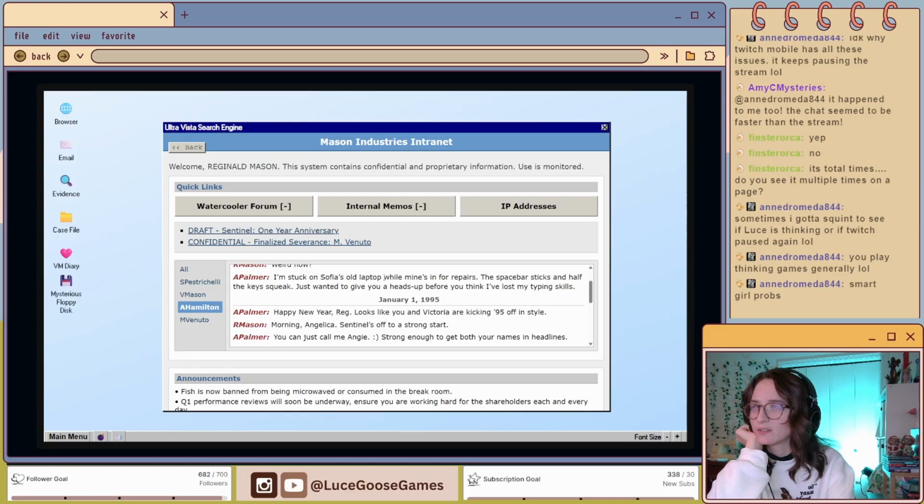I'm stuck on Sophia's old laptop while mine's in for repairs. The spacebar sticks and half the keys squeak.